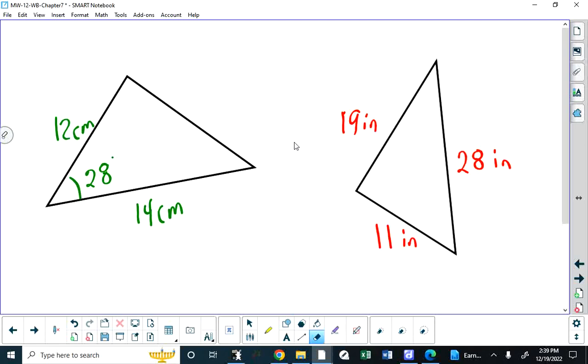And I know I'm being a little cryptic. I don't want to give you the answer. Take a look at them. What's different now compared to what we were just doing 25 minutes ago?